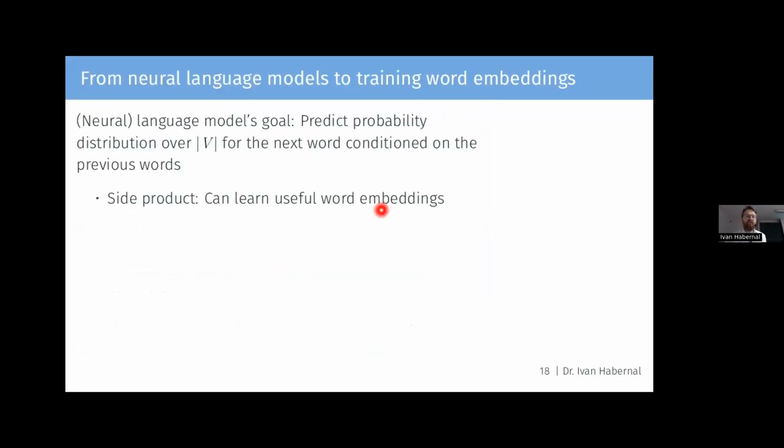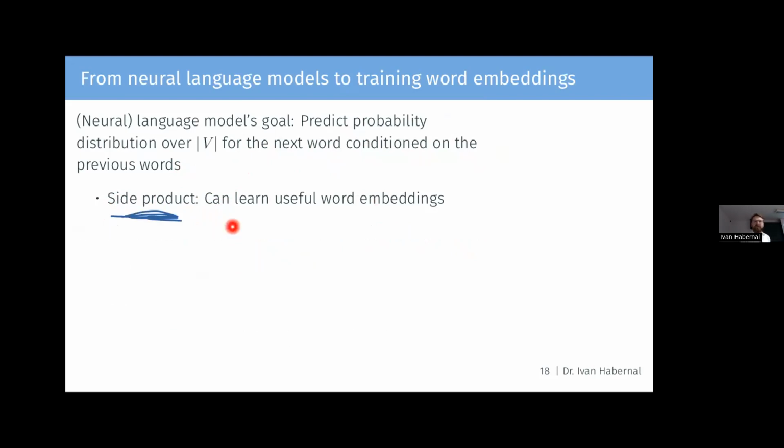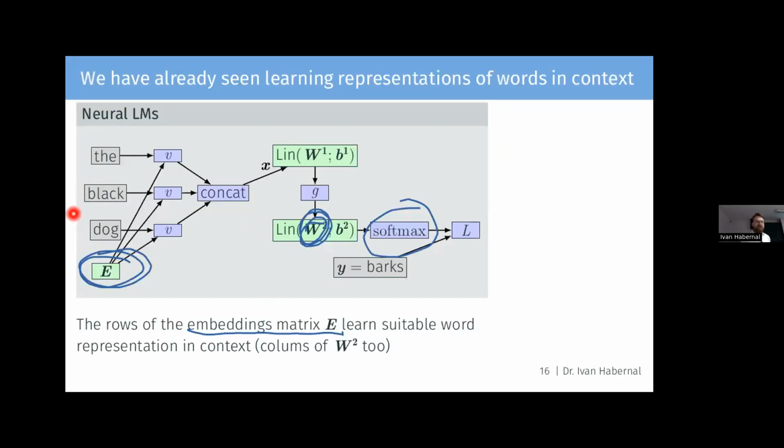Let's move from neural language models to training word embeddings. So the goal of the neural language model was to predict a probability distribution over the next word conditioned on the previous words. Okay, great. And as a side product, it learned some useful word embeddings. But what if we don't need the probability distribution, and we just want to learn these word embeddings? We don't care about what's predicted here, whether it's a probability or not. We care about a good representation of words.